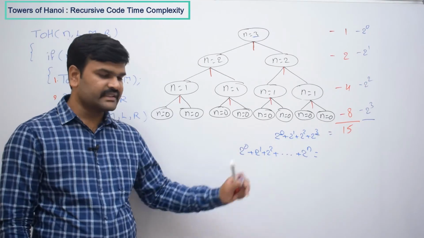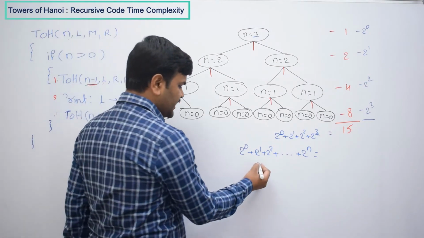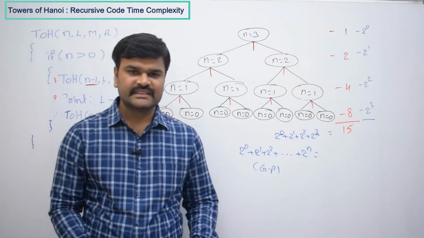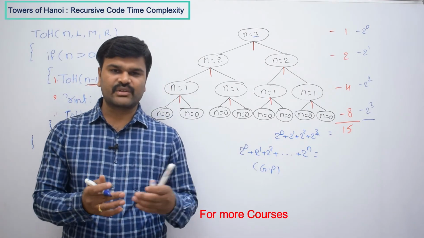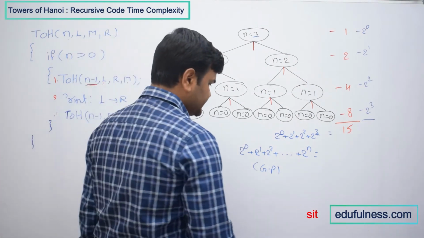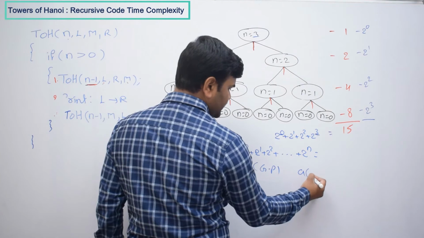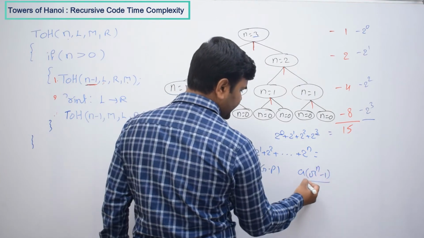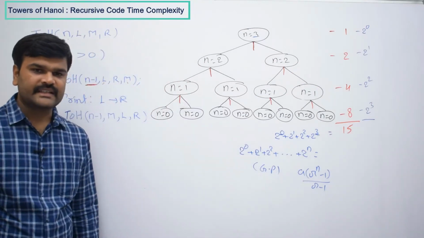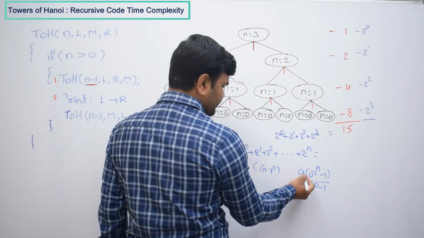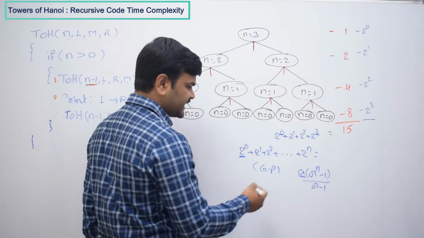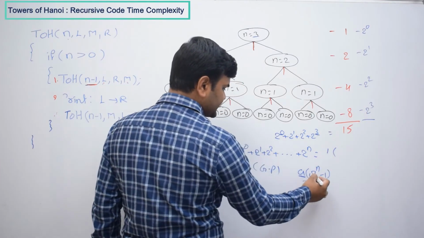Now what is this one? This is a geometric progression. So what is the formula for the sum of n numbers in geometric progression? Okay. So that is a into r power n minus 1 by r minus 1. Okay. So what is a here? The initial term is 2 power 0, that is 1. And what is r here?